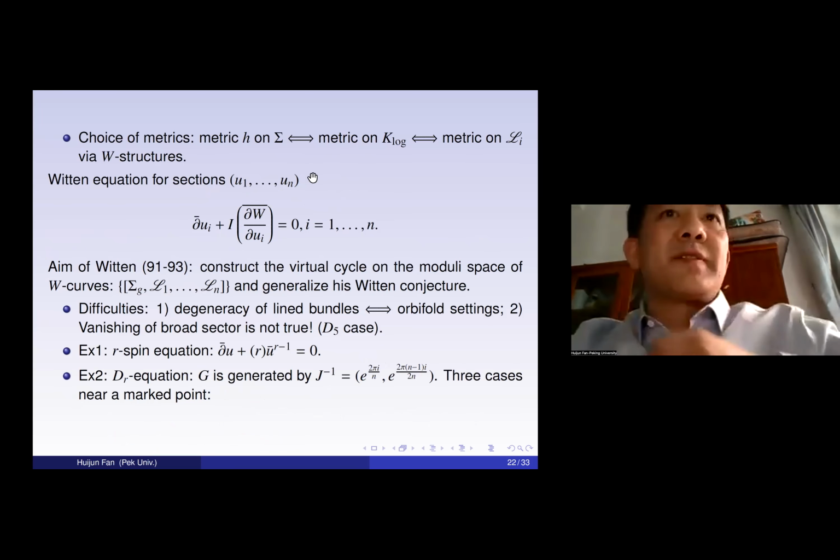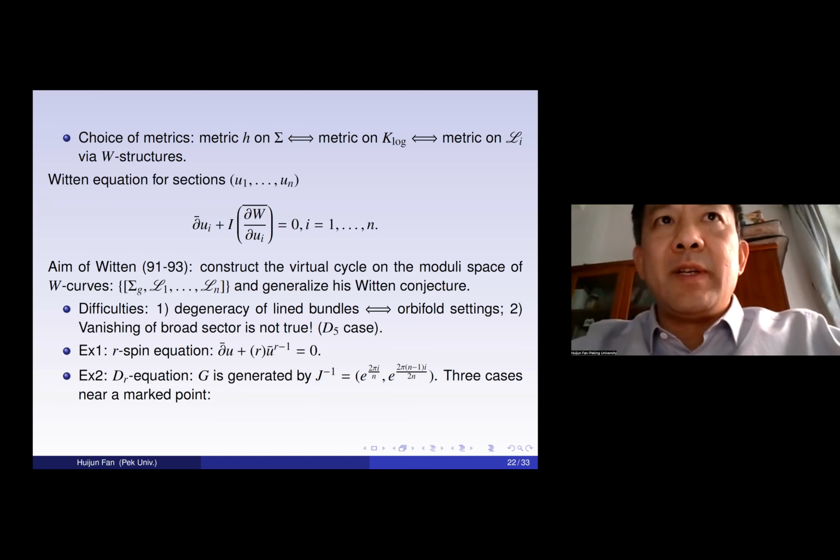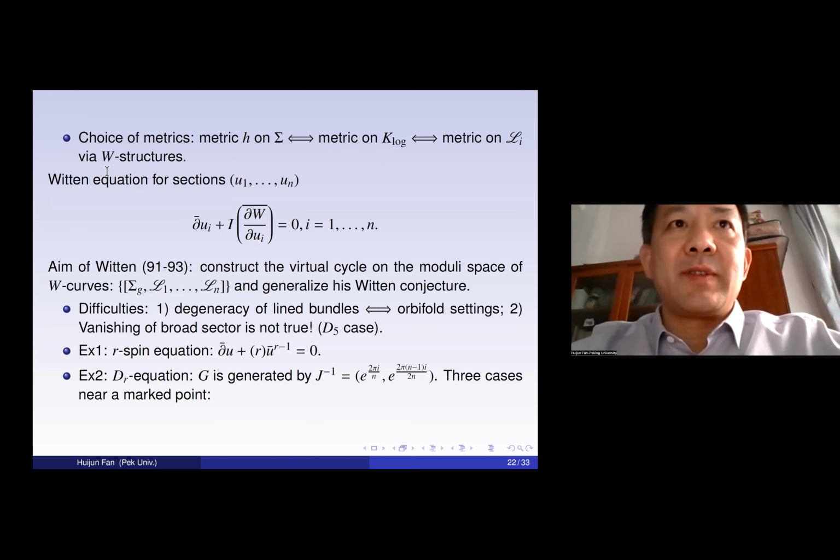Using the W structures, we can define the metrics on each line bundle, because we can choose the metric H on the Riemann surface sigma. So this is equivalent to choosing a metric on the log canonical bundle. And because of the W structures, you can fix the metrics on the line bundles.